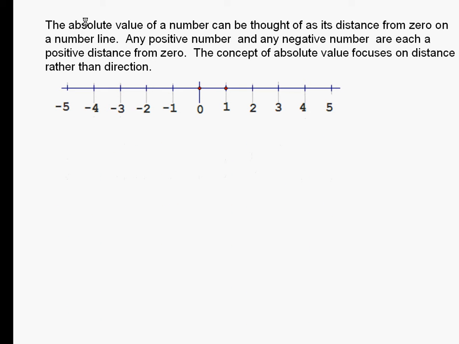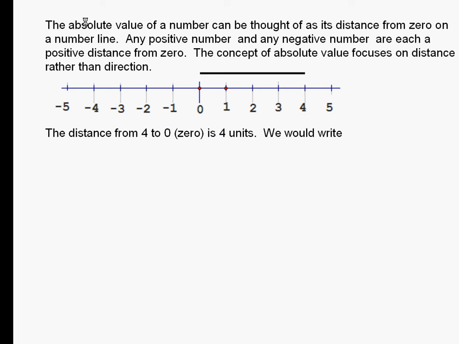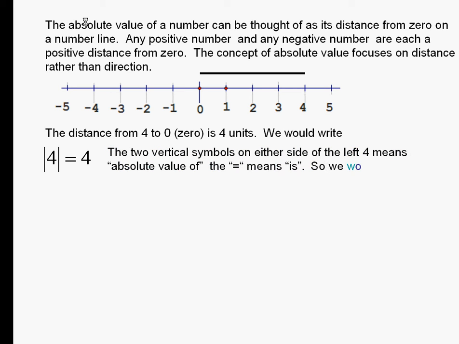So let's take a look at a number line. And you notice there I go from -5 to +5, 0 being in the middle. Okay? We're going to focus on the distance from 4 to 0. Alright, the distance from 4 to 0 is 4 units. We would write |4| = 4. Okay, the two vertical symbols on either side of the 4 mean absolute value of. The equal sign means is. So we would read this statement as the absolute value of 4 is 4.